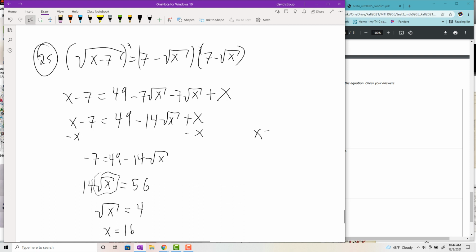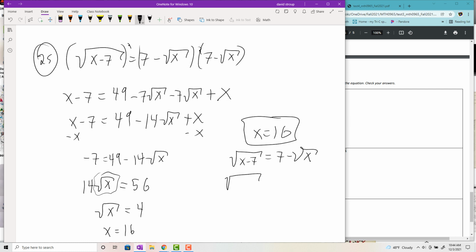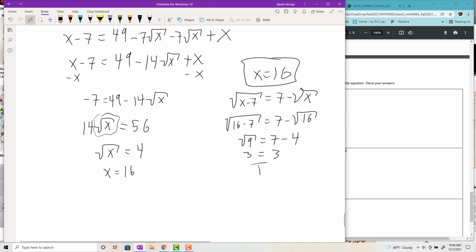Okay, so x is 16. You have to put it into the original equation, which I kind of lost. The square root of x minus 7 equals 7 minus square root of x. And plugging in 16, you get the square root of 16 minus 7 equals 7 minus square root of 16. 16 minus 7 is square root 9. So it'll equal 7 minus square root of 16 is 4. Square root of 9 is 3. 7 minus 4 is 3. That works. So your answer is 16.